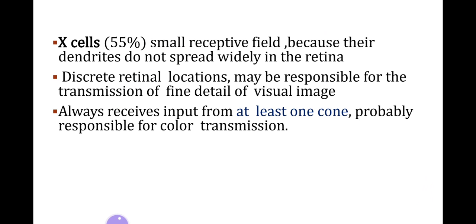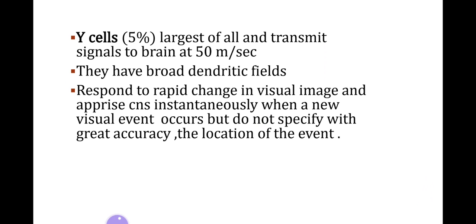X cells. They have a small receptive field and are 55%, because their dendrites do not spread widely in the retina. That's why they have the small receptive field. Discrete retinal locations may be responsible for the transmission of fine detail of the visual image. It always receives input from at least one cone, probably responsible for the color vision.